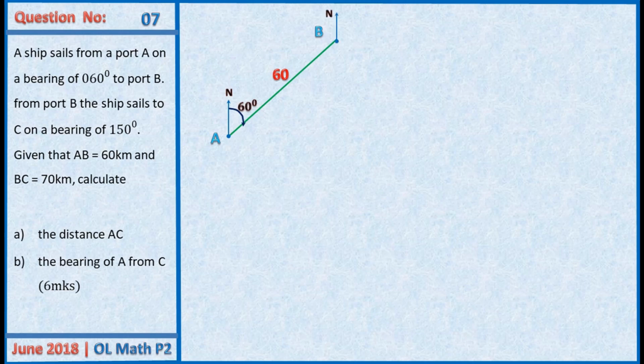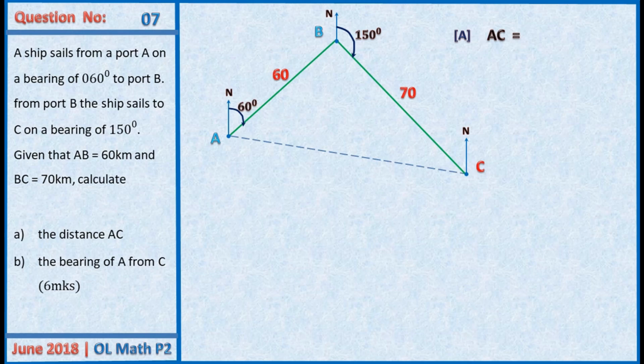And he now moves on a bearing of 150 degrees from B to point C, covering a distance of 70 kilometers. And now there is a bearing at C as well. So we are being asked to look for AC. And to look for AC, first of all, it will be important for us to find out what type of triangle we have here.